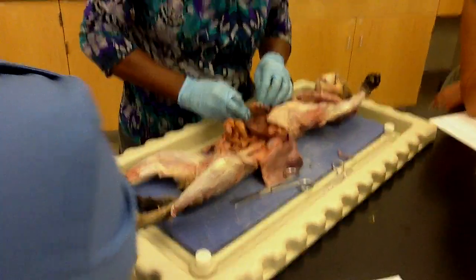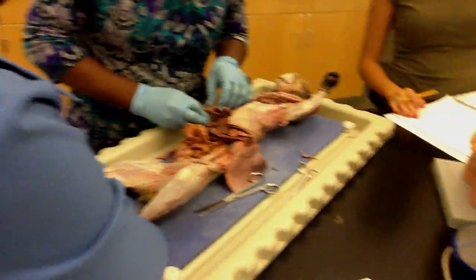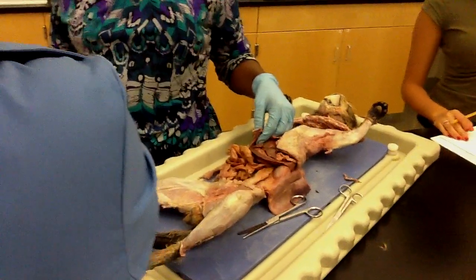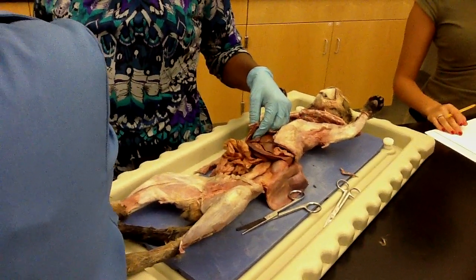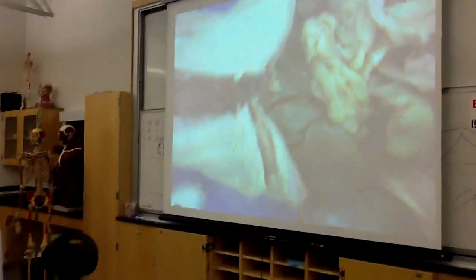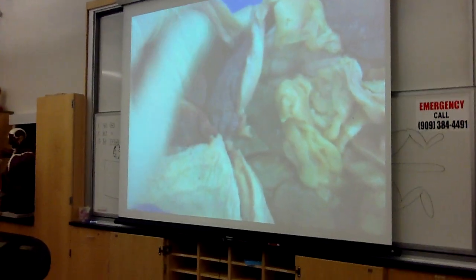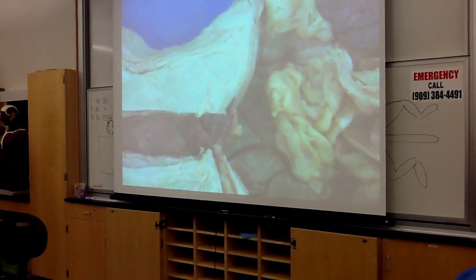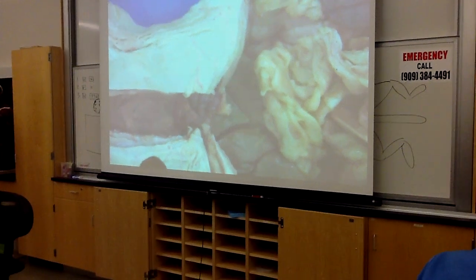Okay? Like so. The farther you can cut back, the easier it will be to hold the rib cage open. Like that. Okay, so once you've got these cuts like this, now we'll be able to open up the chest cavity and see what we can see.